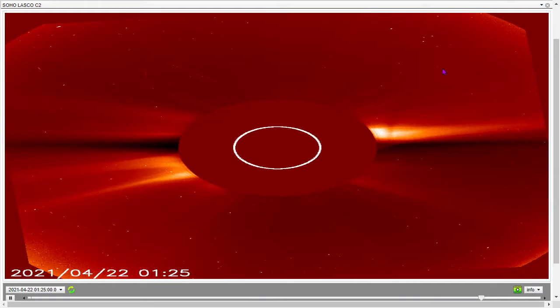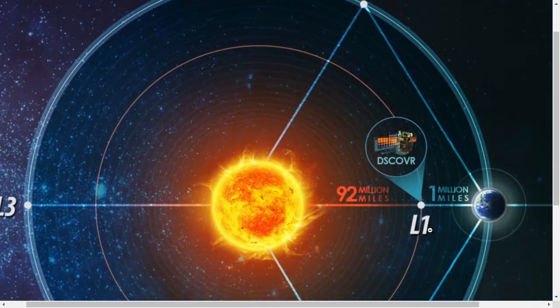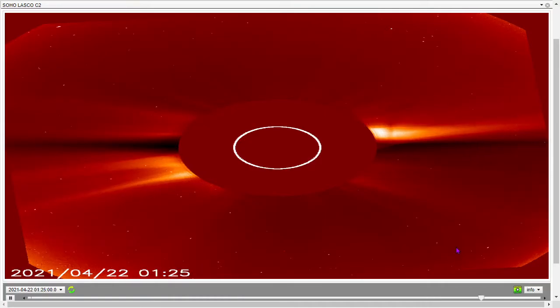It's too early to determine how earthly these are going to be, so here's the view from the LASCO C2, which is located at Lagrangian point 1. Again, the LASCO C2, nothing to see yet on this as it is too early to determine the direction of this coronal mass ejection.